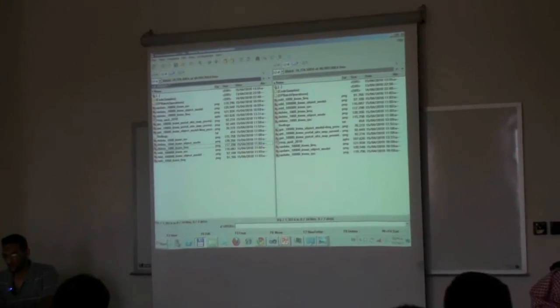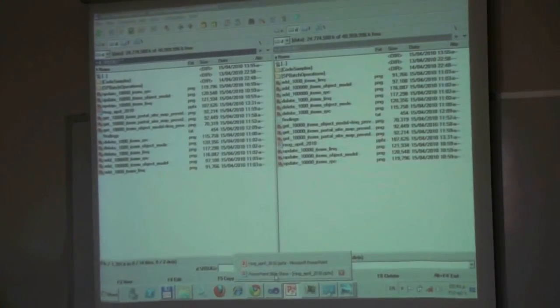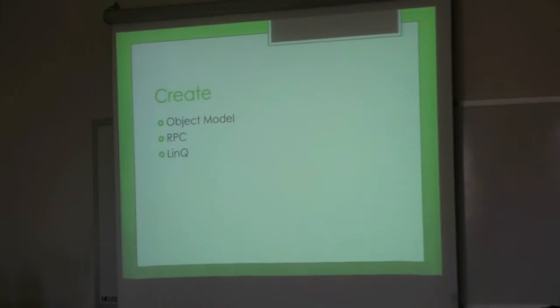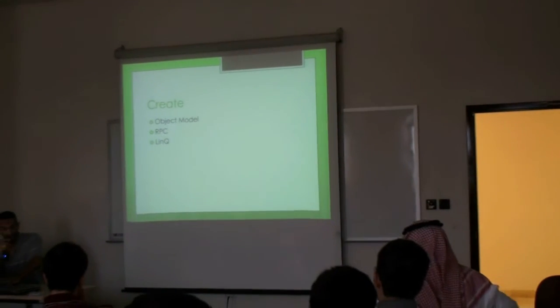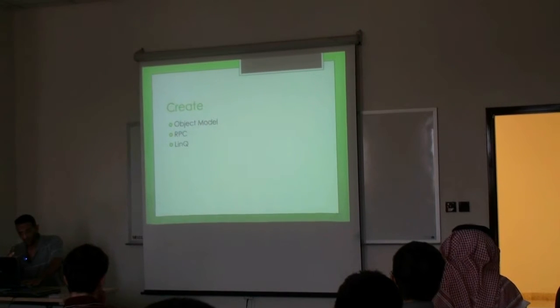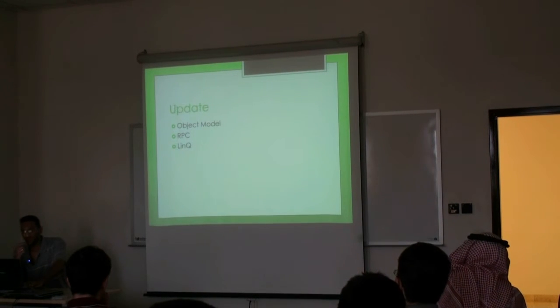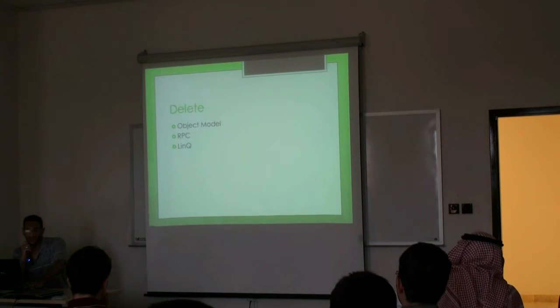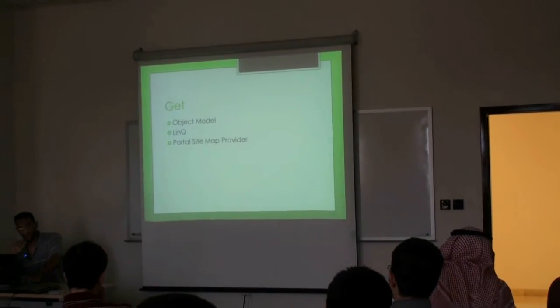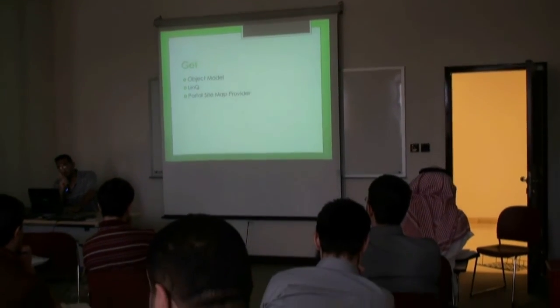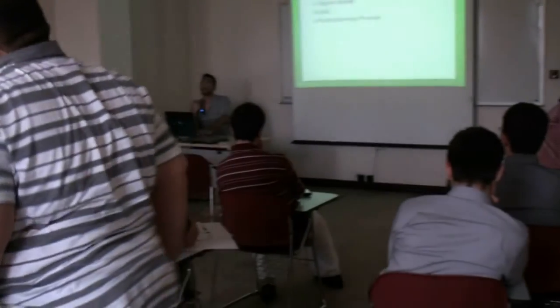I will show you a table after all, when we reach the findings. But I will also want to run those operations for you one more time. I will create these operations, the current operation for the object model, the SP list item class, the RPC, the link queue, the update as well, the delete as well. But for the get, there are more various methodologies to retrieve items.